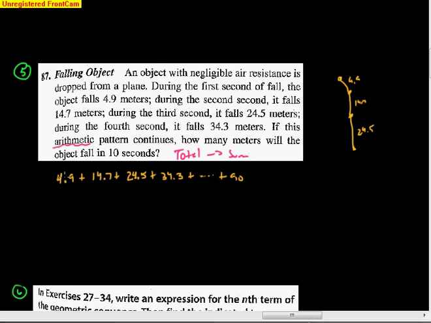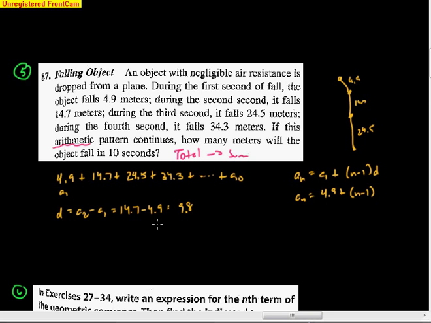All right. So the first thing I would like in this arithmetic sequence is the a sub n. And to get the a sub n, I need my a sub 1, and I need my difference. Well, they give me a sub 1. A sub 1 is here, so that's good. So a sub n equals 4.9 plus n minus 1, and now I need my common difference. Well, they give you consecutive terms, so to find the common difference, take a2 minus a1. Take 14.7 minus 4.9. And what does this come out to be? This comes out to be 9.8. And there's your difference.